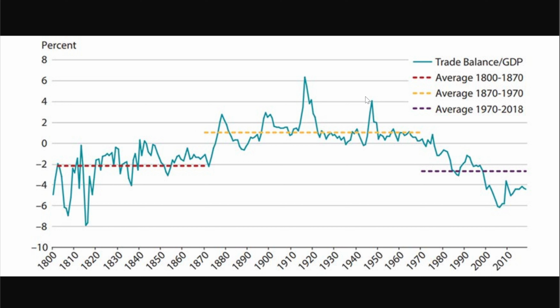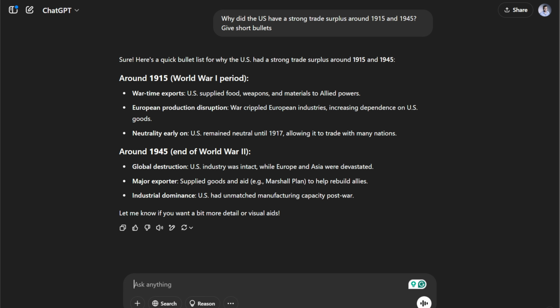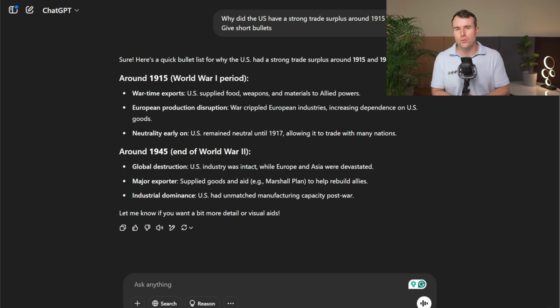Now let's have a look at two data points over here. What did the US do over here to have such a massive trade surplus in 1915 roughly and in 1945? The answer is over here. The US supplied Europe with goods after the World Wars. Because Europe was completely destroyed and in ashes, and because the US could still continue to produce, there was all of that export happening that also then of course helped with the deficit.